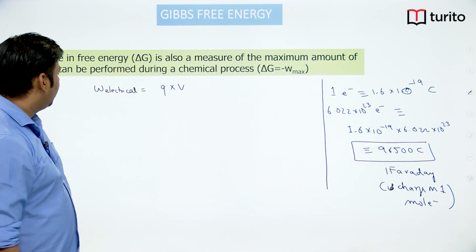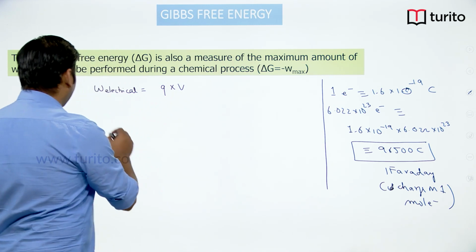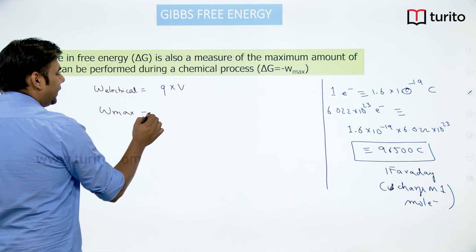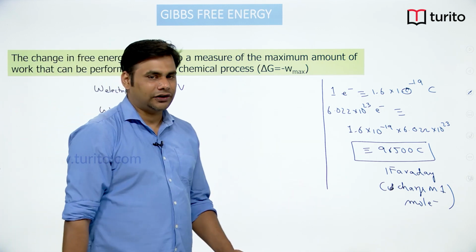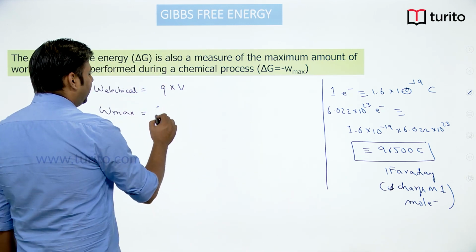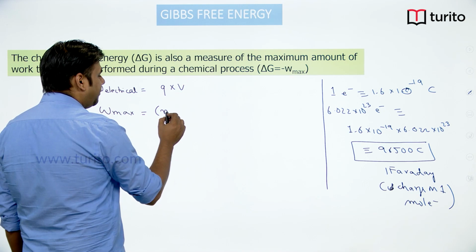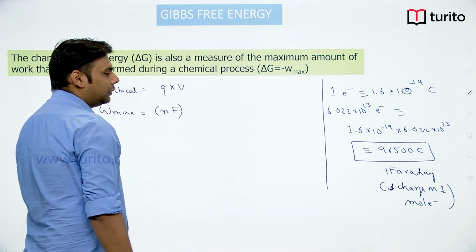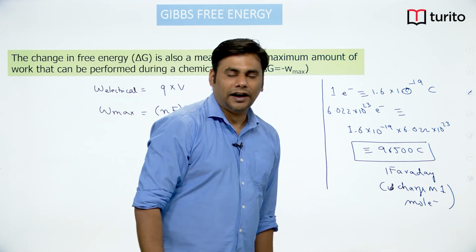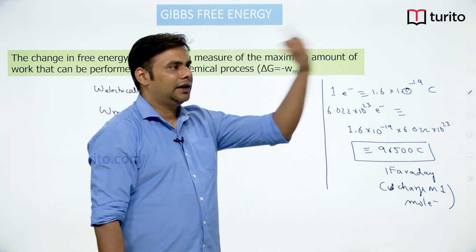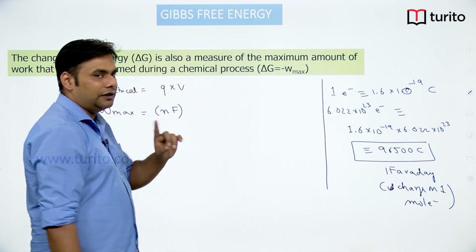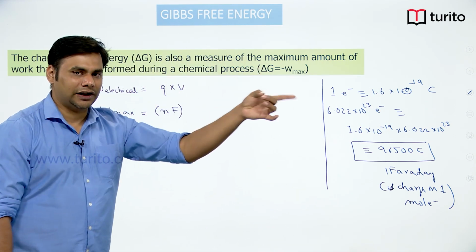So to get the electrical work, we will say that the maximum number of electrons that is transferred would be n. One mole of electrons is called 1 Faraday. Suppose in a reaction 1 electron was getting transferred, so n would become 1. So we'll say that 1 Faraday of charge has been transferred.